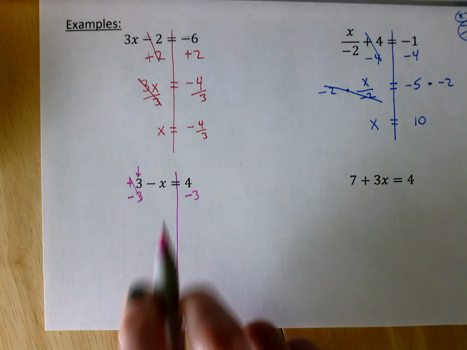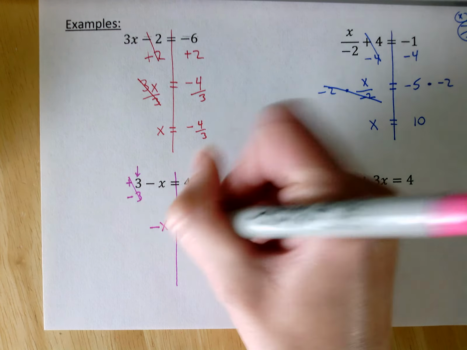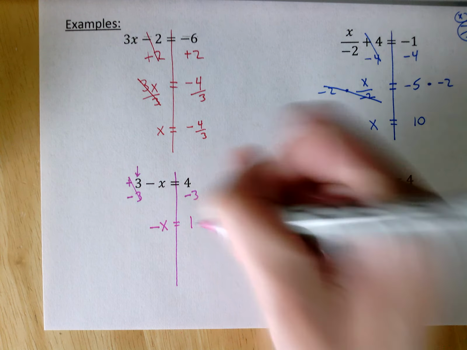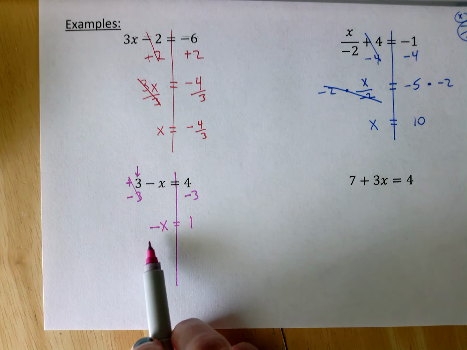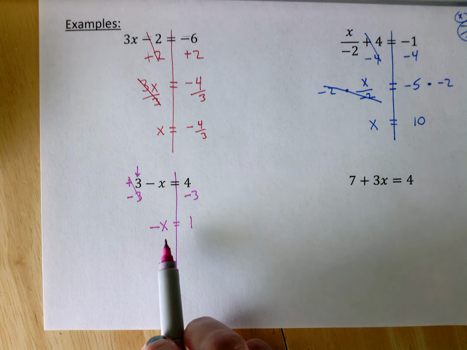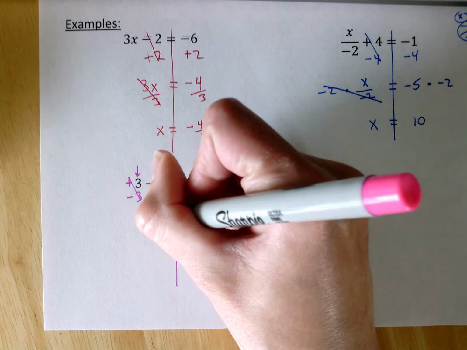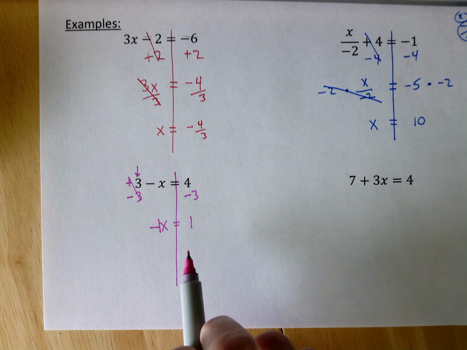Those will cancel. Don't get rid of that minus sign. That minus sign has to stay with the x, right? And then 4 minus 3 is 1. Now you might be looking at this and saying, what is going on with that negative? Remember, if there's no number written in front of a variable, there's an invisible number 1 written there. So that is like -1 times x.